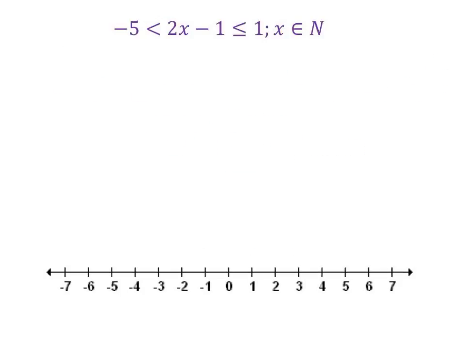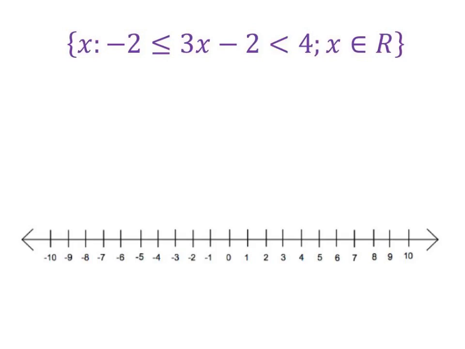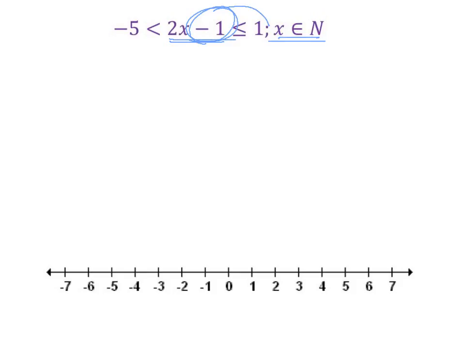Let's do another example here. In this case, we're given 2x minus 1, and we're told it's the element of natural numbers. Well, I can't solve 2x minus 1. I've got to get rid of this minus 1 in the center. And again, we're going to add 1 to everything. If we're going to add 1 to everything, then on the left-hand side, I'm going to have minus 5 plus 1. Right, keep in mind, I've still got 2x there. We'll deal with the 2 in a moment. And on this side, I've got 1 plus 1.